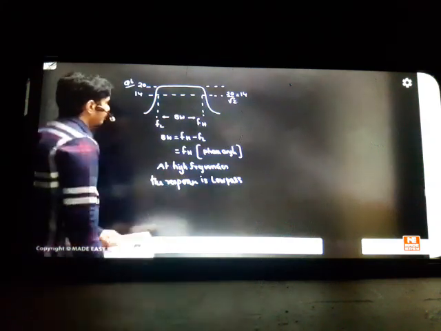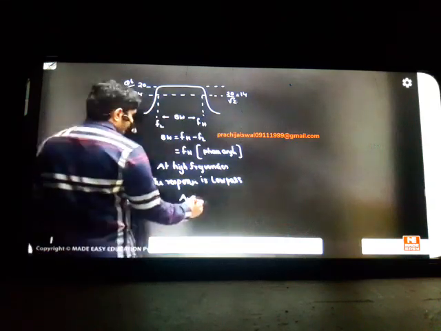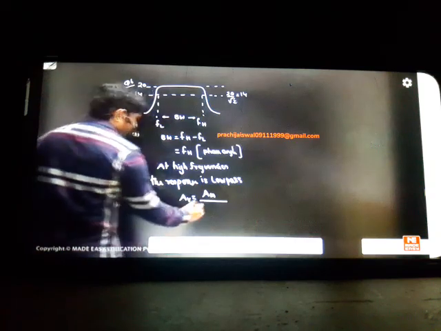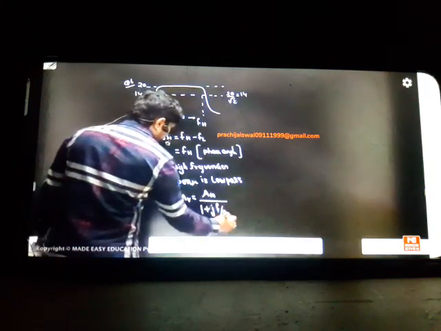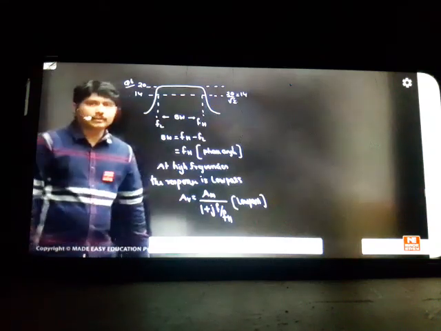At higher frequency, if it is low pass, what is the voltage gain formula here? You can take the transfer function: AV is equal to AM, the mid band gain, divided by 1 plus j F by FH. So this is a low pass transfer function. If you don't know, just make a low pass circuit.